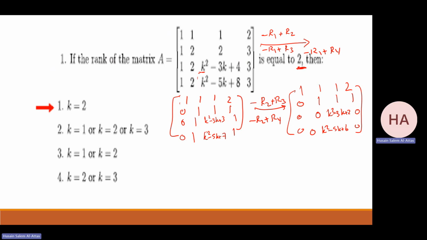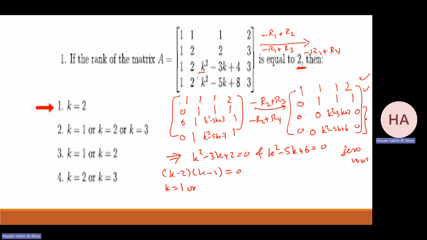So for the rank to be equal to 2, it means I need to have 2 non-zero rows. I already have 2. It means these 2 rows should be 0 rows. So I have 2 things. I have k squared minus 3k plus 2 equals 0, and k squared minus 5k plus 6 equals 0. These 2 equations should be satisfied. The first means (k minus 2)(k minus 1) equals 0, so k equals 1 or k equals 2. Here I have (k minus 2)(k minus 3) equals 0, so k equals 2 or k equals 3.